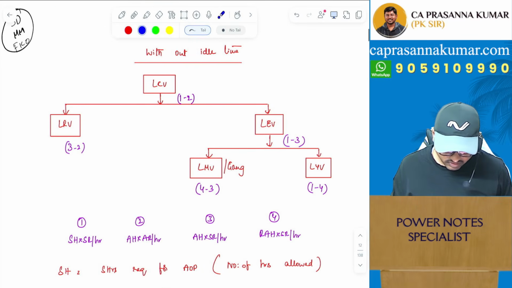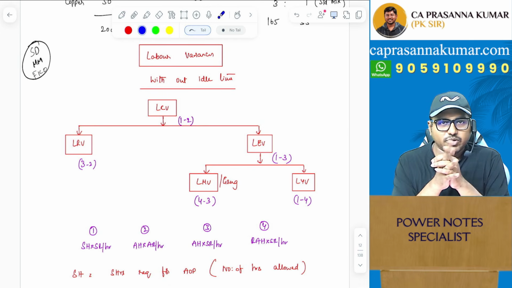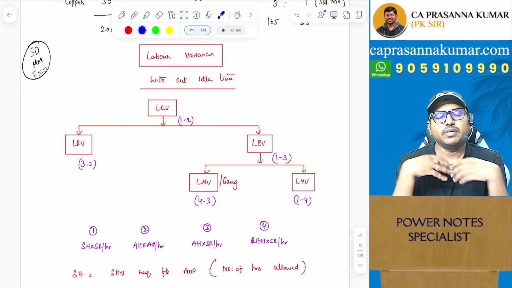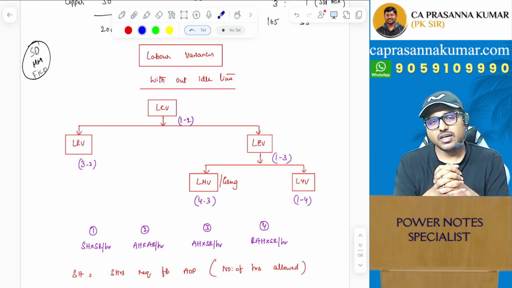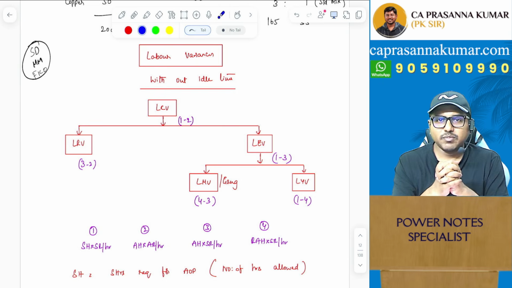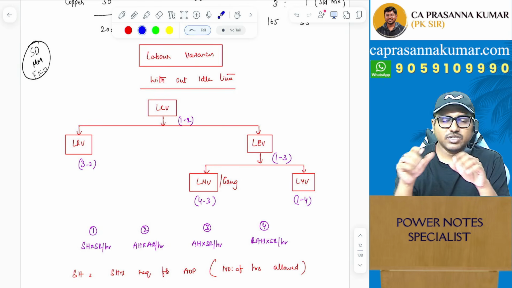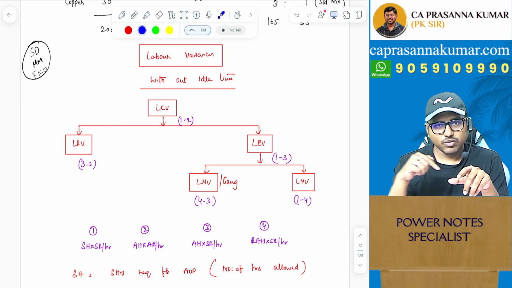Finally, let's revise the concept. You come across a question about labor variance and there is no idle time. Very happy, sir. Then what is the formula? See whether there is single labor or multiple labor. Single labor means labor cost variance divided into labor rate and efficiency. That's all. Sir, multiple labor, sir. Then efficiency also will be further divided into mix as well as yield. Formula: 1 minus 2, 3 minus 2, 1 minus 3, 4 minus 3, and 1 minus 4.